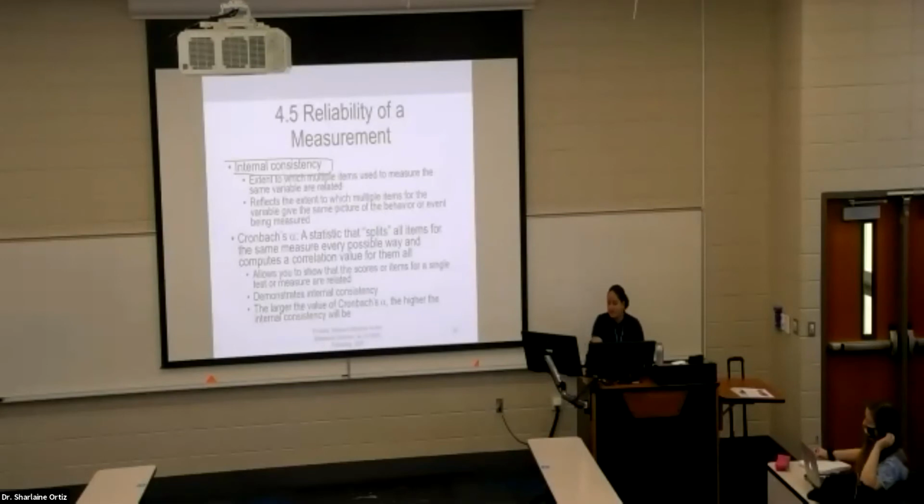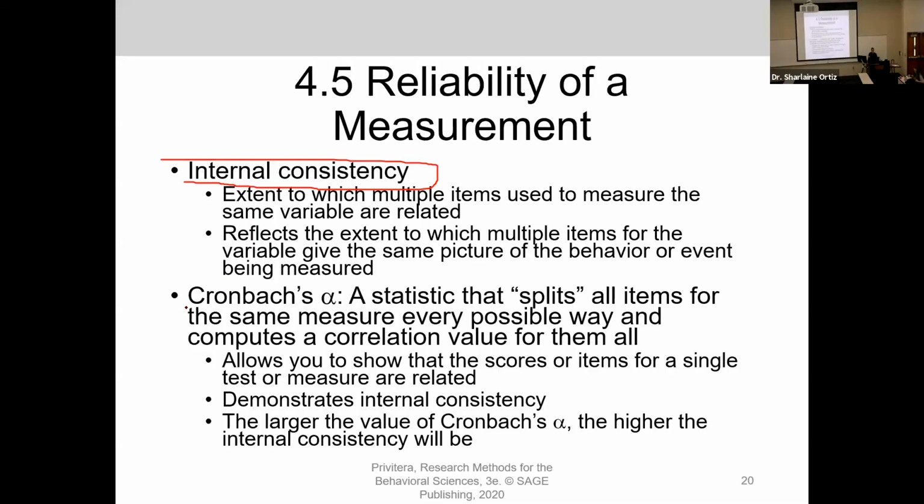Now, a way that we can test for internal consistency is through Cronbach's alpha. Has anybody here at least heard about that statistical procedure? Okay, so some people never, some people, okay. It's a statistic that intends to split all of the items in every possible way in order to see if there is indeed a relationship between all of them. And I'll give you an example.